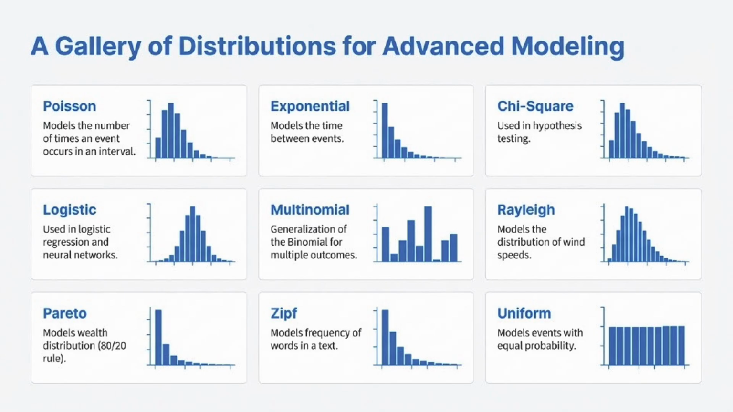Others like Pareto, Zipf, and Rayleigh describe wealth inequality, word frequencies, and natural phenomena like wind speeds. These distributions allow us to model complex, real-world behaviors with precision and flexibility.